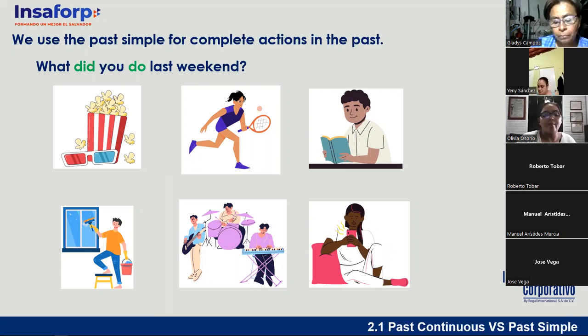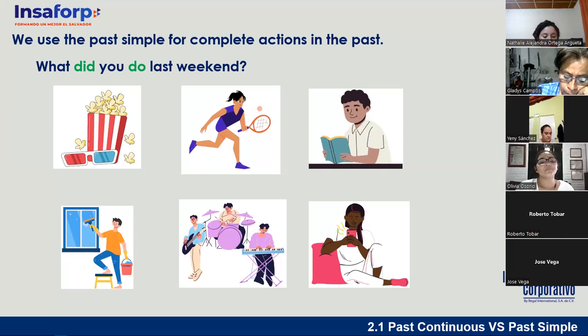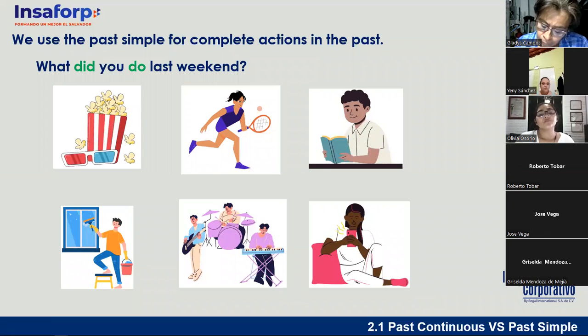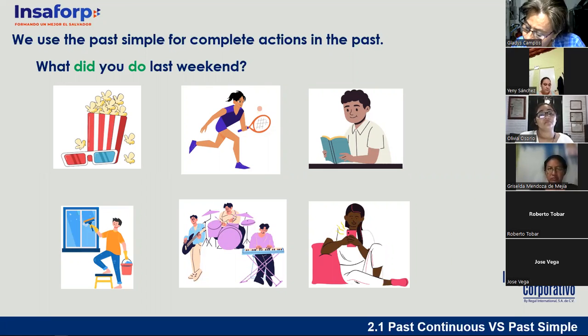Thank you. What about Manuel Aristides? And then we finish with Jose Vega. Okay, Manuel. Hi, good evening. In this past weekend, I did three things. Number one, shopping in the ferreteria, como se dice? The hardware store. Okay, so you say I went to the hardware store. You can say I went. I went to the hardware store.